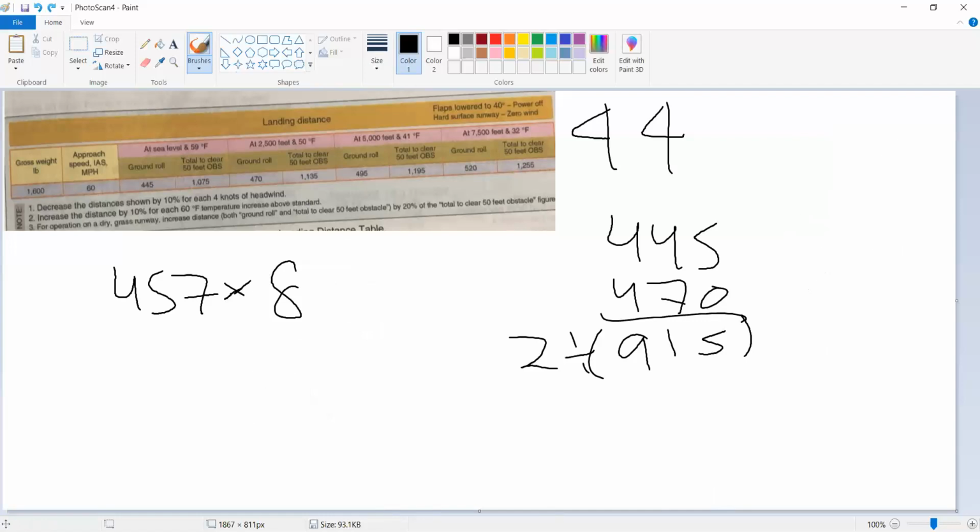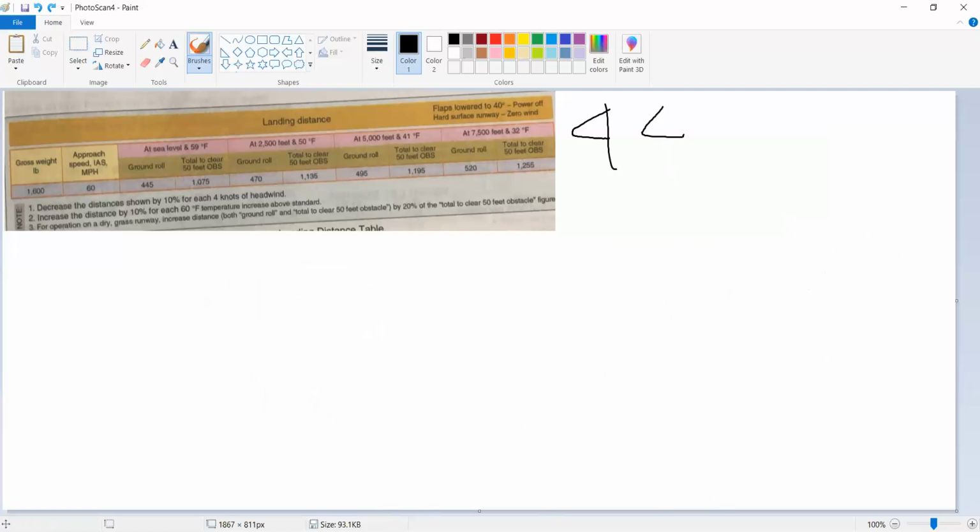Let's do 45. Okay, 45. Determine the total distance required to land over a 50-foot obstacle. All right, well, they all say 50-foot obstacle. So let's see here. Pressure altitude is 5,000. I see this so far. 8 knots. All right. Temperature is 41. Runway hard surface. All right.